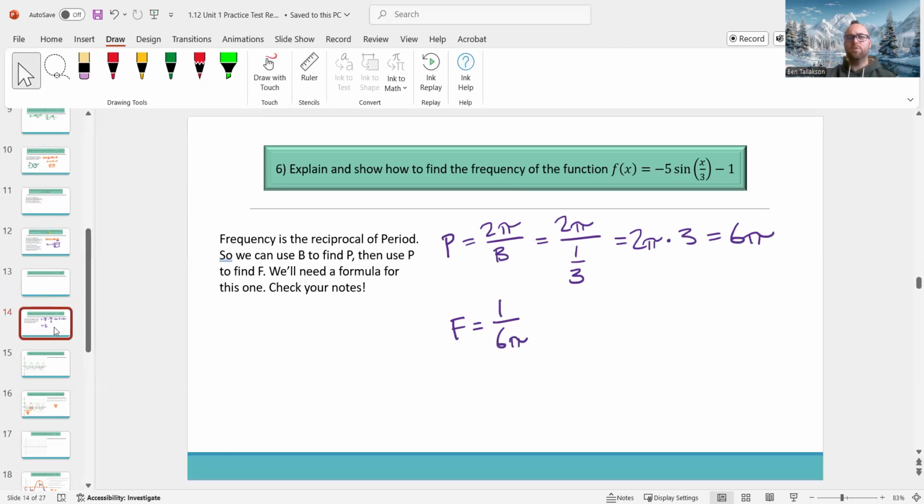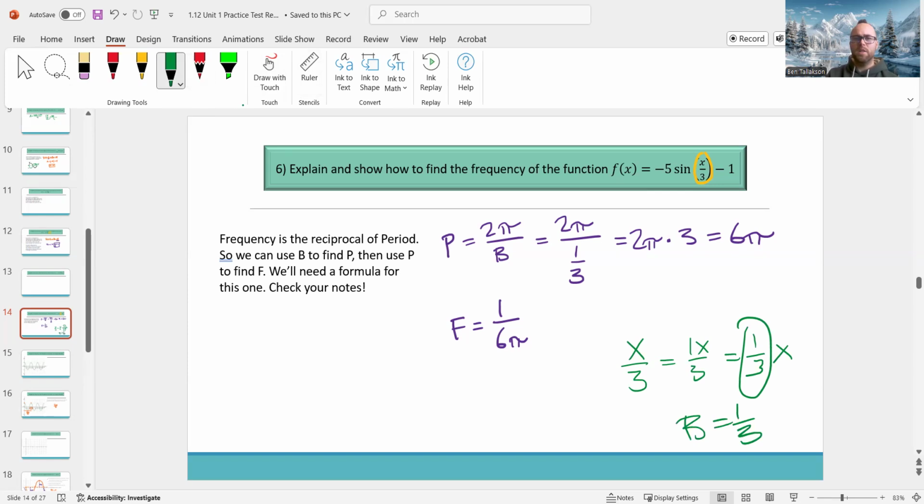Well, to find F, you need a few equations. We know that frequency is the reciprocal of period, but we don't see the period in the function either, do we? What do we see? We see B, right? That's what this value is, but B does not involve X. So if you see X over 3, that's the same as 1x over 3 or 1/3 x. So B is 1/3, and we need that right here in our period formula.